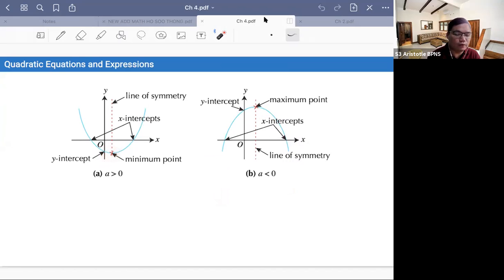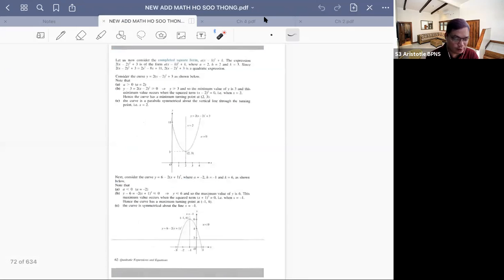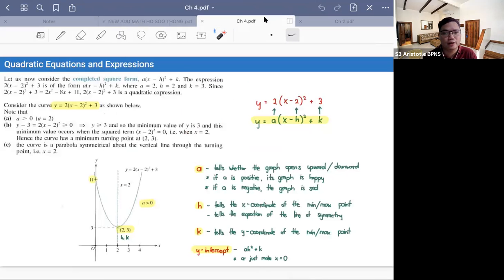And then of course, you have the different parts. You have the x-intercepts, the y-intercept, and what is this line again? It is the line of symmetry. But now, we are going to apply this with different quadratic equations, particularly completing the square. So please turn your books to page 62. If you don't have it, just look at your screens. I have prepared this for everyone.